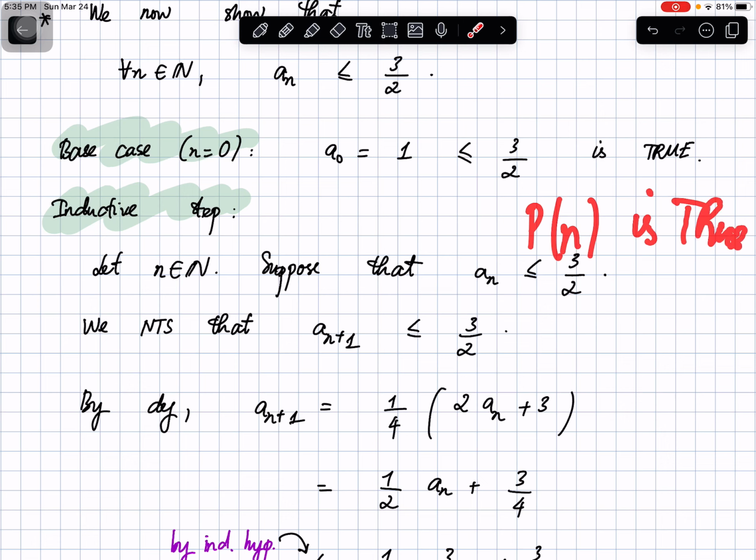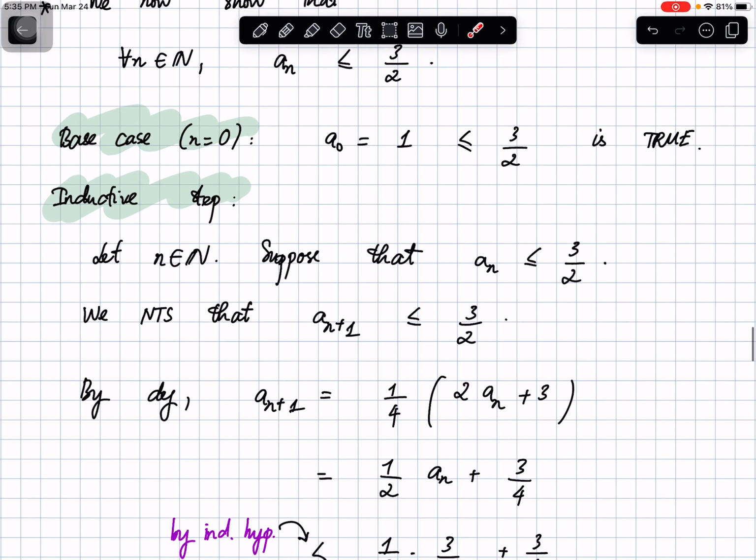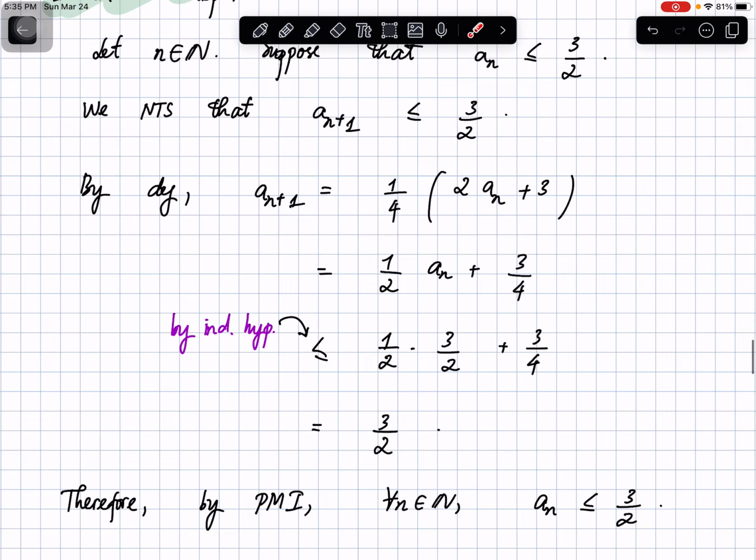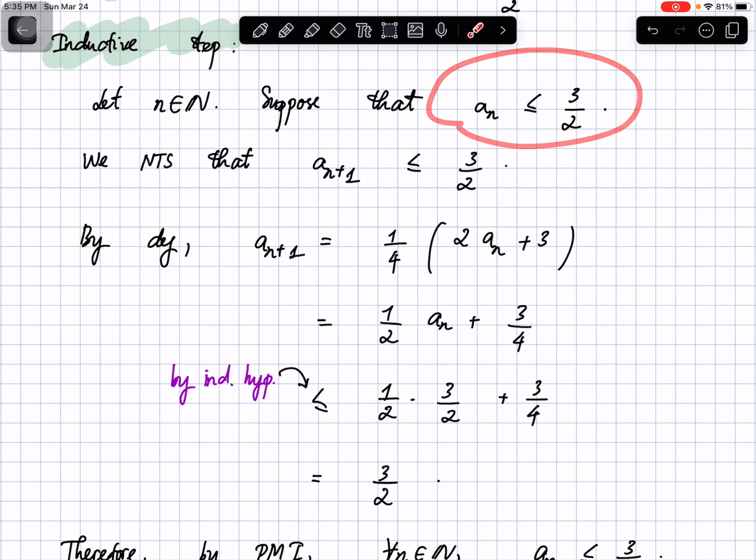Suppose P(n) is true. We need to show that P(n+1) is also true. So we need to show that a_{n+1} is less than or equal to 3 over 2. By definition, a_{n+1} is given by this formula. By distributive, it is equal to 1 over 2 a_n plus 3 over 4. So recall that by inductive hypothesis, a_n is less than or equal to 3 over 2. So we have this less than or equal to 1 over 2 times 3 over 2 plus 3 over 4. So this is 3 over 4 plus 3 over 4, which is 3 over 2.